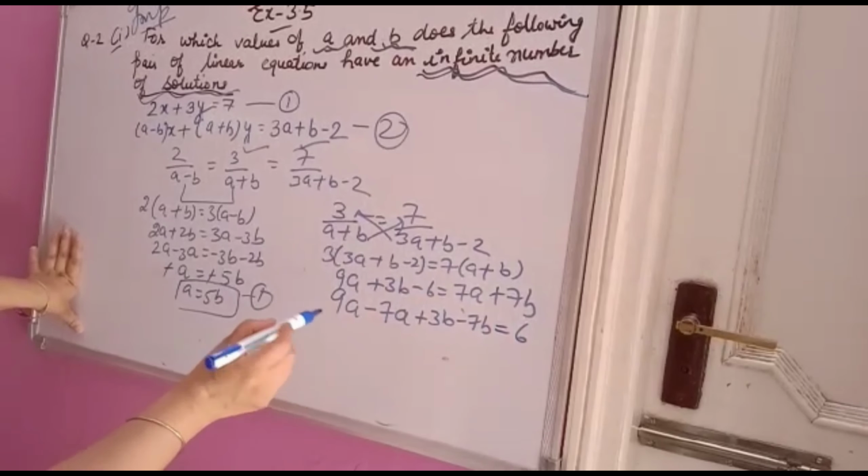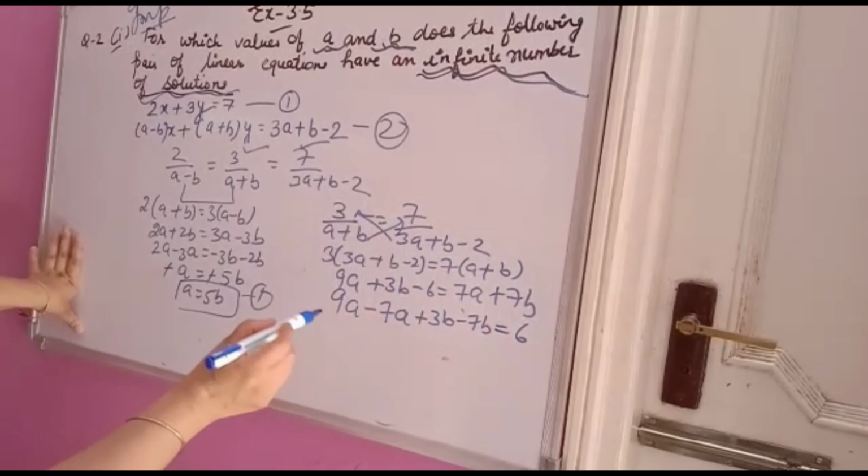9a minus 7a is 2a. 3b minus 7b is minus 4b equal to 6. This is the second equation. Now this is the first equation, this is the second equation. Two equations, two variables. That means you can solve it. Put a is equal to 5b in equation 2, because this way only we are solving, the substitution method. So a you will put 5b: 2 into 5 is 10, 10b minus 4b is equal to 6, which implies that 6b is equal to 6, which implies that b is equal to 6 over 6, that is 1.